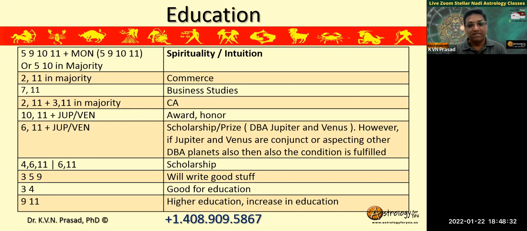Okay. So basically 611, scholarship we saw, right? 359, that means they have very good writing abilities. They will write good stuff, very intellectual things they will write, right? 34 is, you can just say generally good for education, but best for education is 24 or 5911. Okay. And then 911. Without 911, the person cannot go for higher education. Okay.